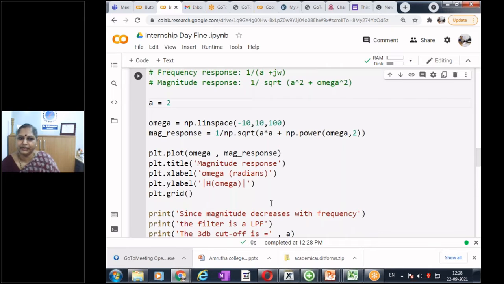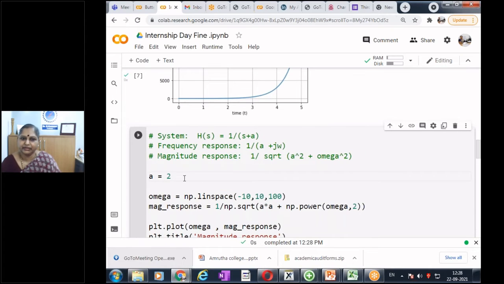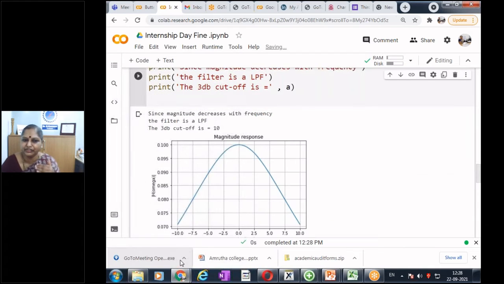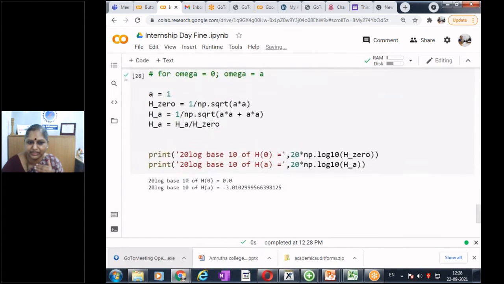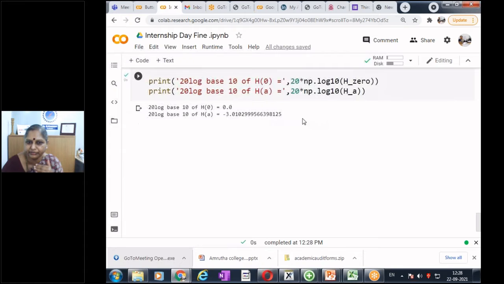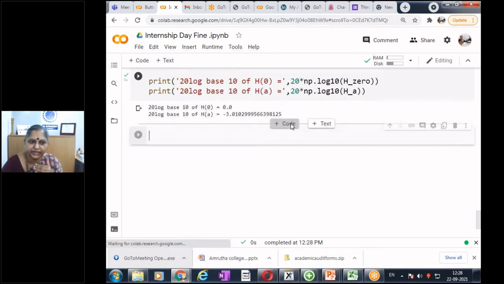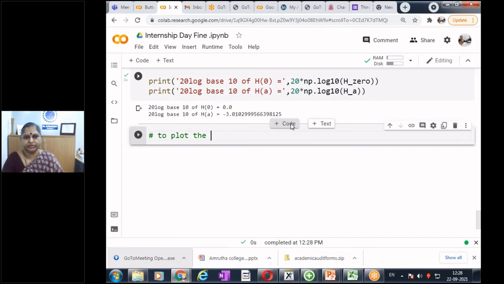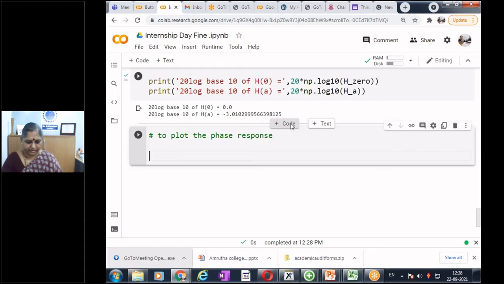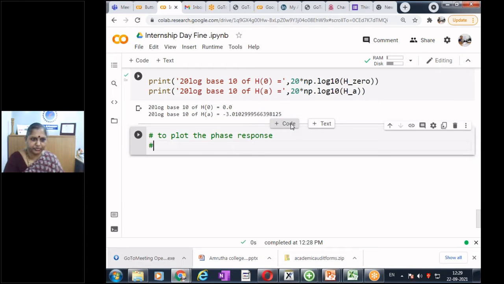So now let us do the same and try the phase response. Let us do the cell for plotting the phase response. So let's take one more cell, take a new cell, and let us write it as to plot the phase response. Phase response. Once again, we will take H of S is 1 by S plus A.